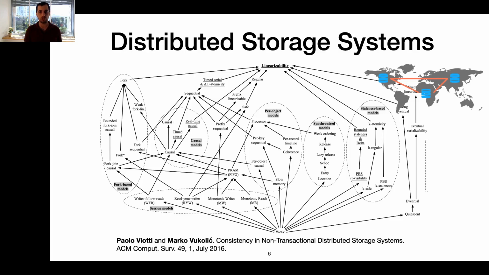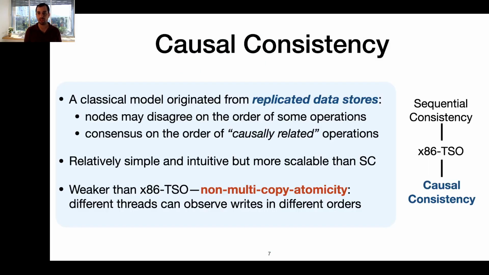Weaker models than sequential consistency naturally appear also in distributed storage systems, where there is a very large variety of models representing different positions on the CAP trade-off of consistency, availability, and partition tolerance. Our focus in this work is on causal models, which we refer to as causal consistency. Causal consistency is a classical and widely used consistency model.